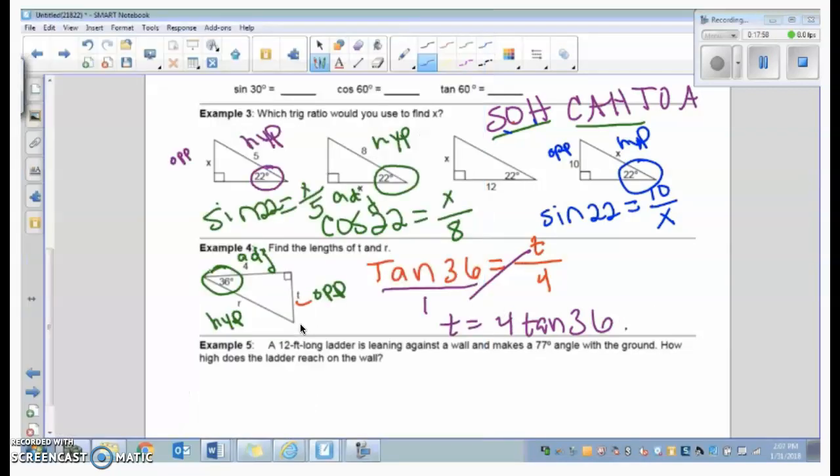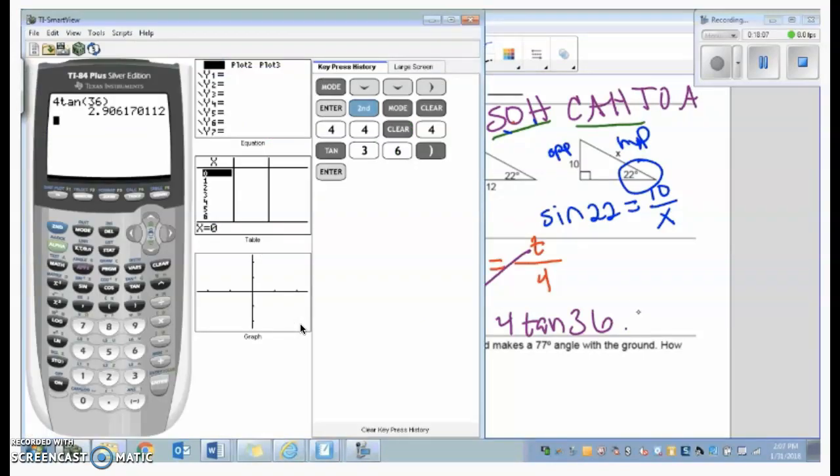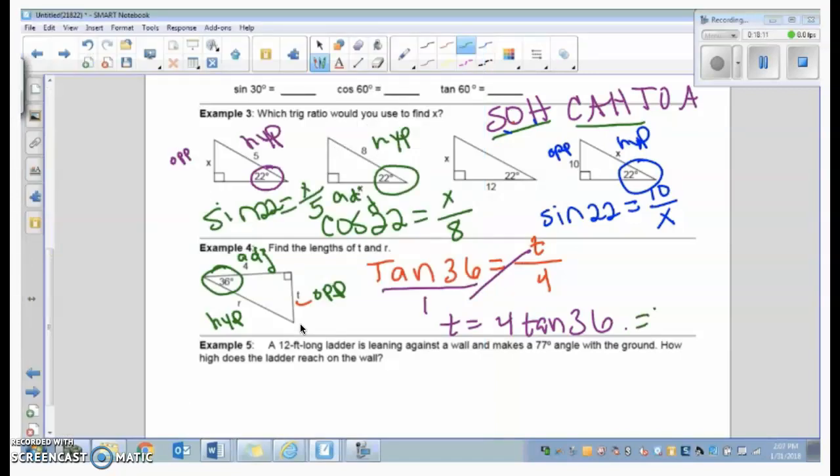Not too difficult. So t, we would say, is equal to 2.906. And that seems right because it looks like it's a little bit shorter than 4. So that seems like passing the visual test, that seems pretty accurate.